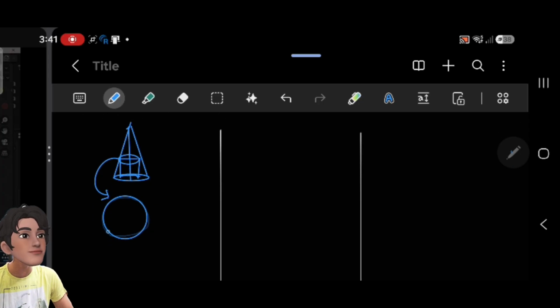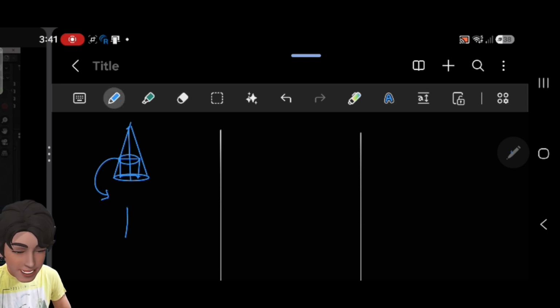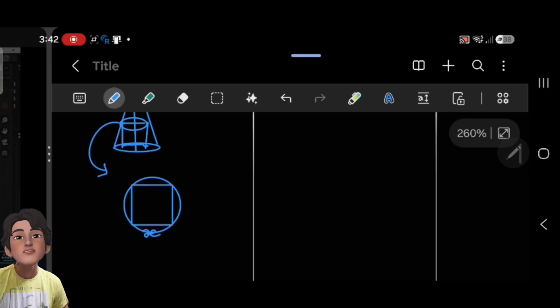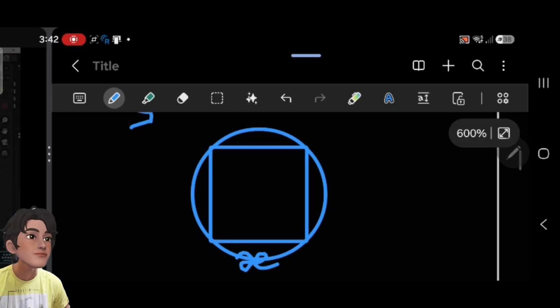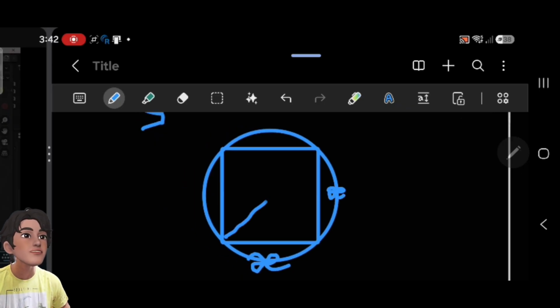Here's the circle and the square fit inside the circle. It should touch all the four corners, just like this. I am taking the side of the cube to be x. And as you can see in this figure, the diagonal of this square is the diameter of the circle covering the square.